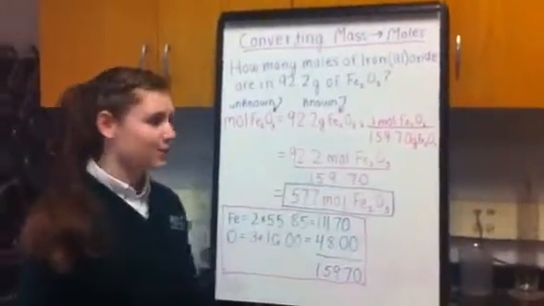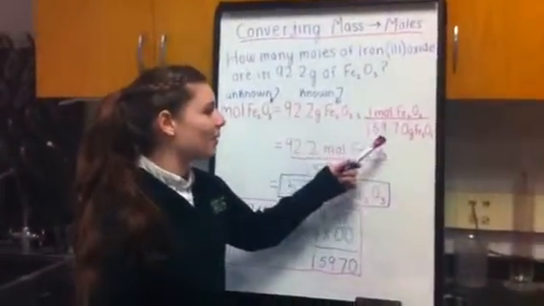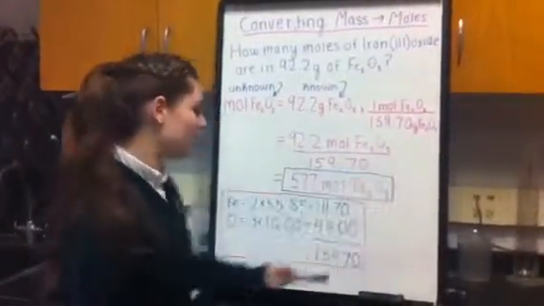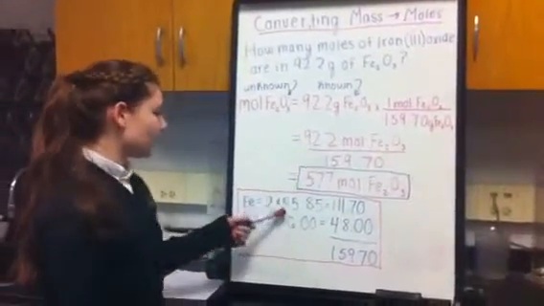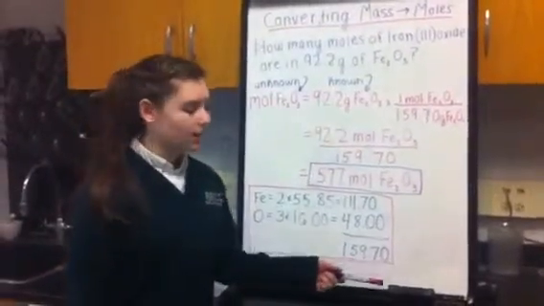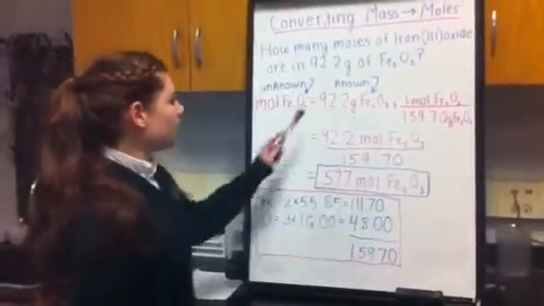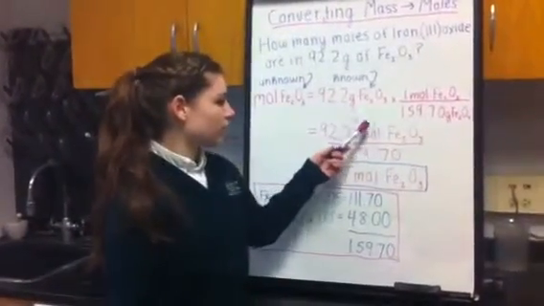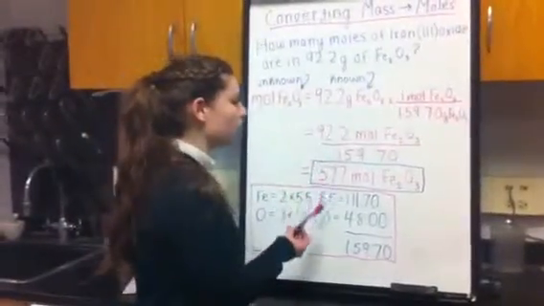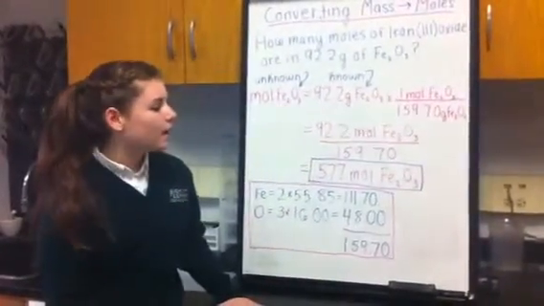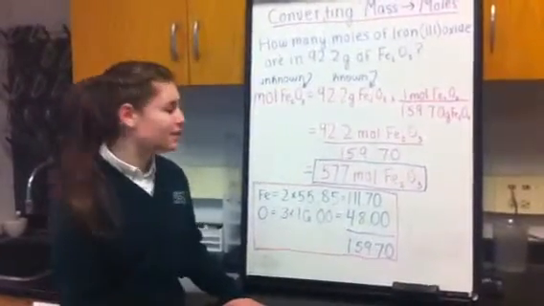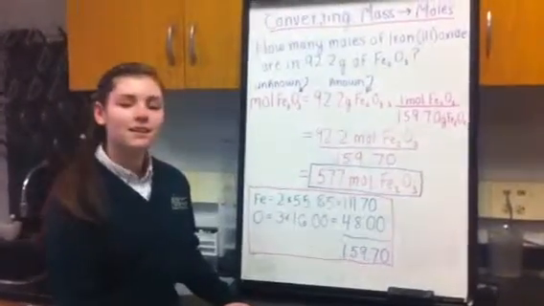So now you need to find a conversion factor, which is 1 mole of iron 3 oxide is 159.70 grams of iron 3 oxide. You find that by finding the molar mass and multiplying it by the subscript. Then you multiply 92.2 grams of iron 3 oxide by 1 mole, and you get 92.2 moles of iron 3 oxide divided by 159.70, and you come out with 0.577 moles of iron 3 oxide.